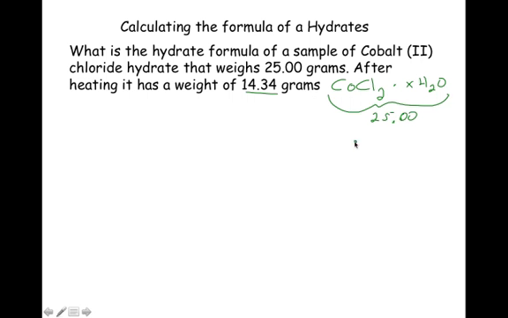Well, after it's heated, all we're going to have left is the CoCl2. So that's 14.34 grams. If the total was 25 grams and the CoCl2 is 14.34 grams, then how much of it was water? Well, you take 25 minus 14.34, and that would be the mass of water. And it ends up being 10.66 grams. These are the numbers you'll start with, and you'll run through the empirical formula steps. But instead of having individual atoms, we now have compounds.